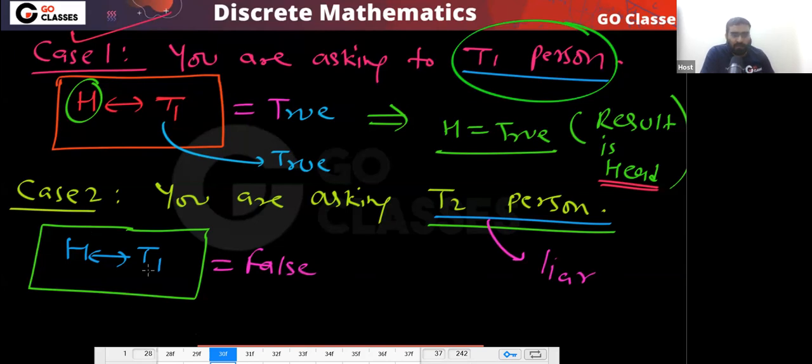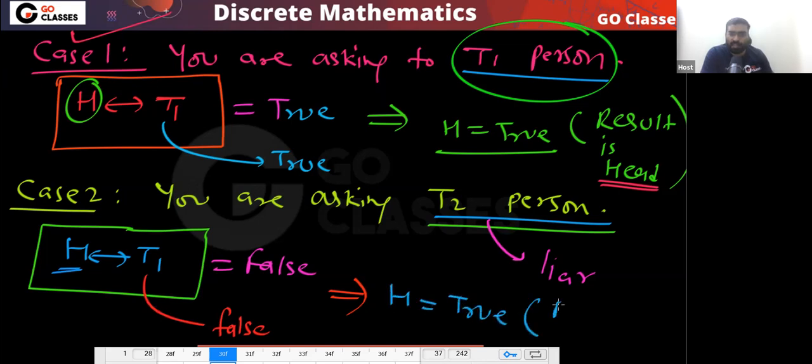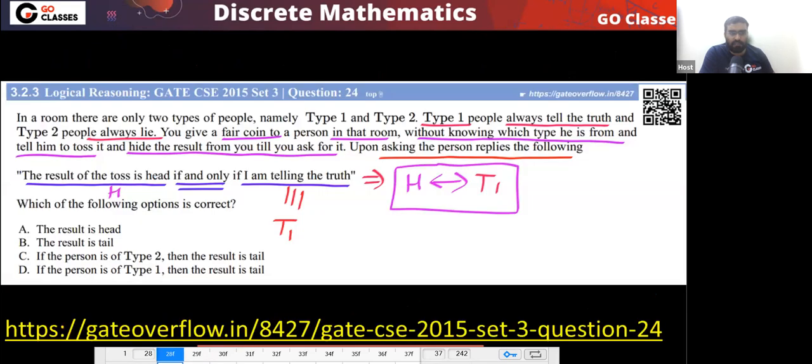Remember one more thing. For this type two person, this is also false, because he is not type one. So this is also false. So what should this H be? Tell me. This H must be true, because this whole thing is false. So finally, I can say that in this case also, H must be true, means result is head. So in both cases, result is head. Whether this case happens or this case happens, the result is definitely head.